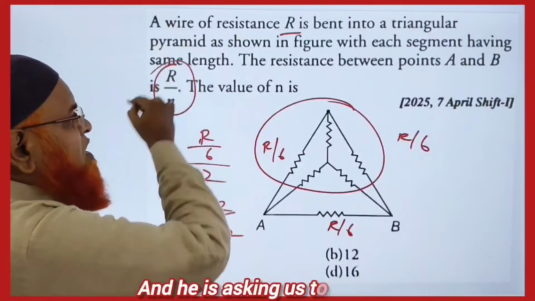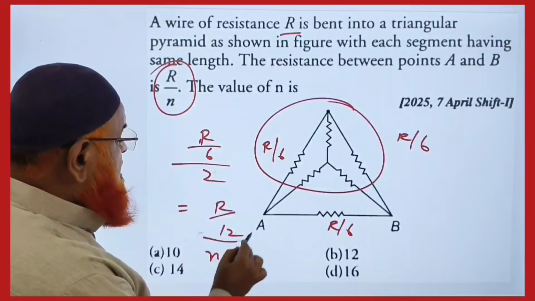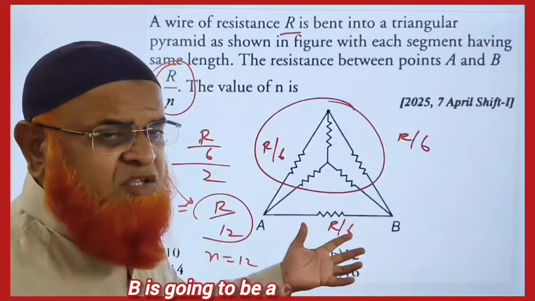He's asking us to find what is N in R by N. N is going to be 12. B is going to be the correct answer.